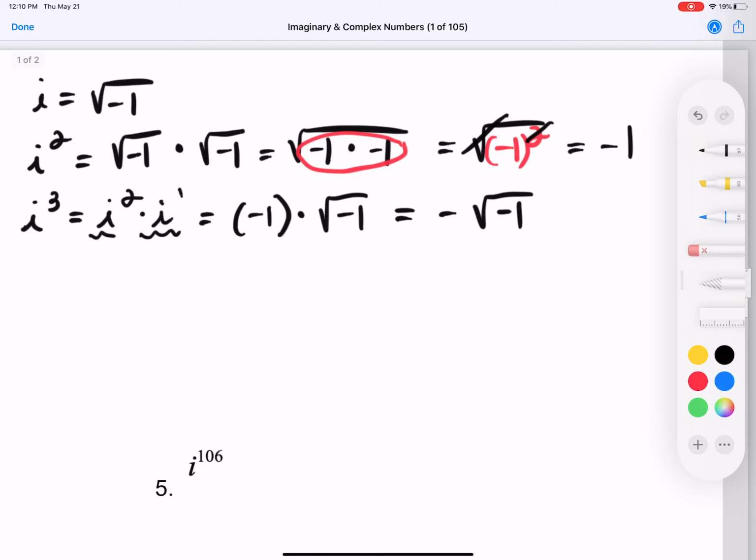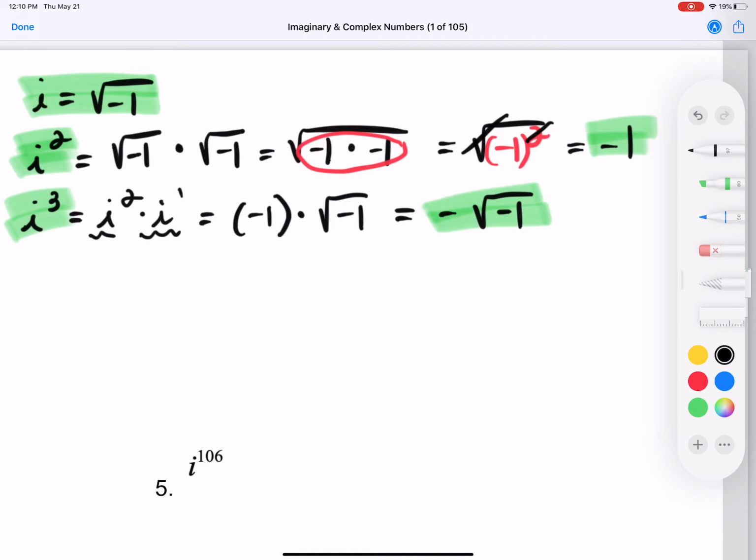Okay, so we know i so far is just the square root of -1. We know i squared is -1, and we know i cubed is negative square root of -1.